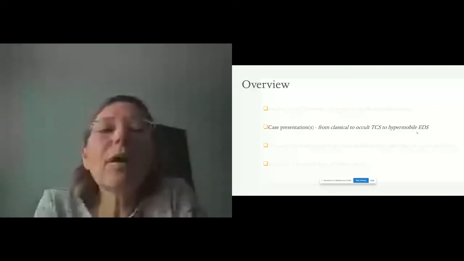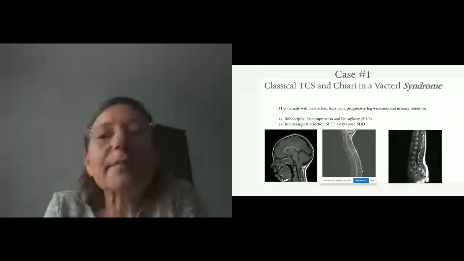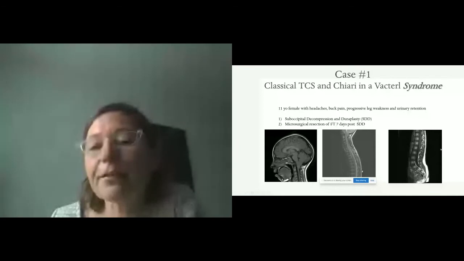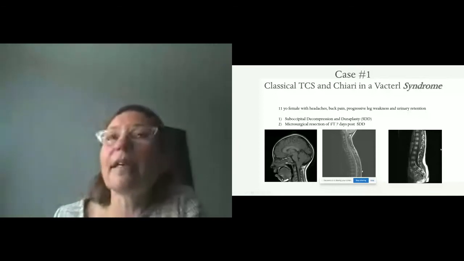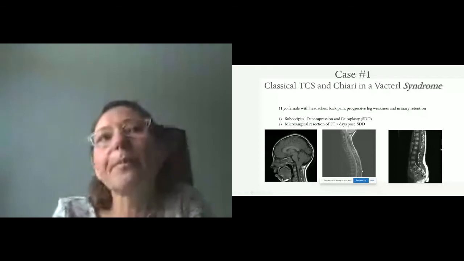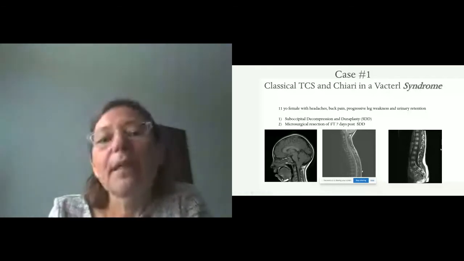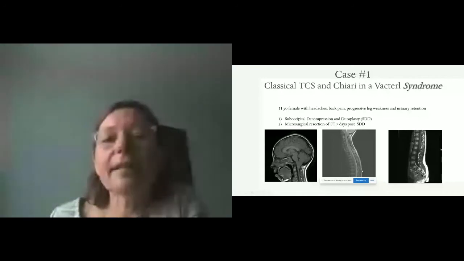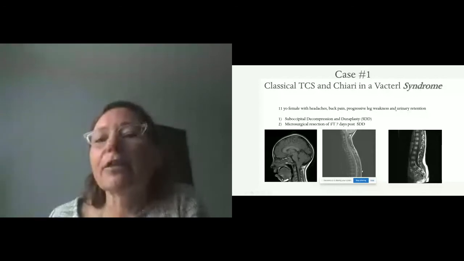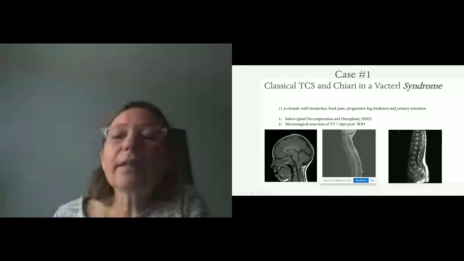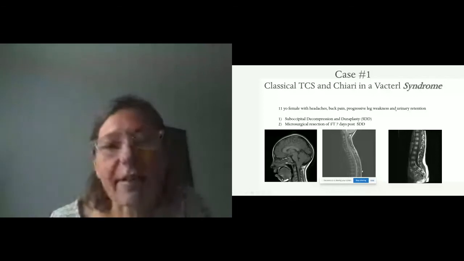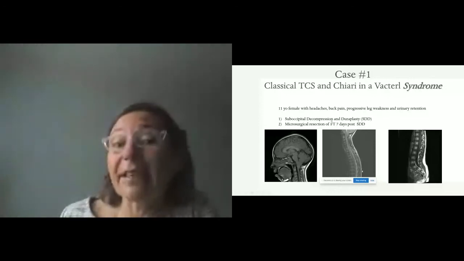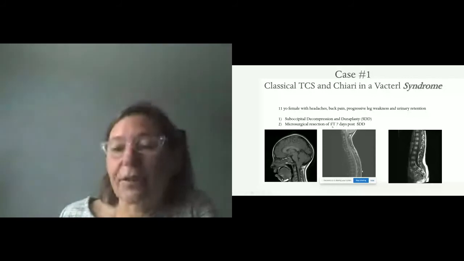So case 1 is a patient with a syndromic association of Chiari malformation and a fatty filum. As we know, there are some syndromes, for example the VACTERL syndrome, which has a high prevalence of tethered cord and Chiari malformation. And often these patients present with headaches, back pain, leg weakness, and urinary retention. So here we have to assume that both pathologies are equally relevant. And so in this patient, we did a suboccipital decompression, and then 7 days later, a filum transection.